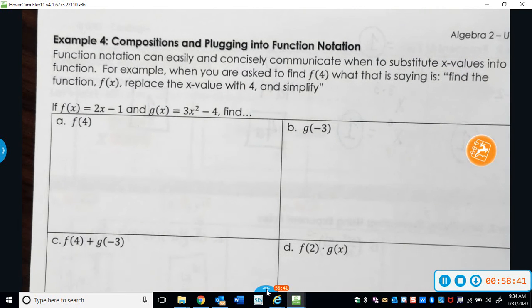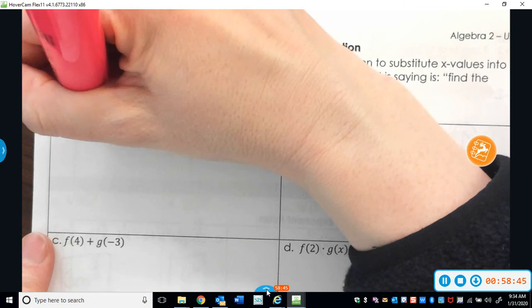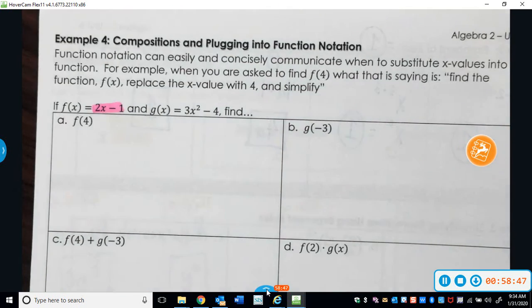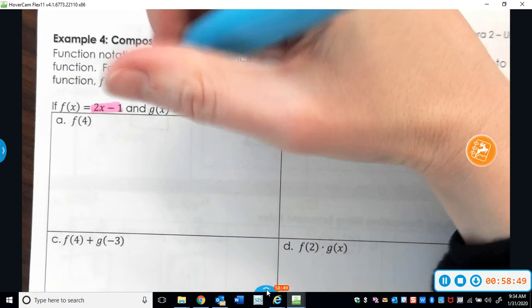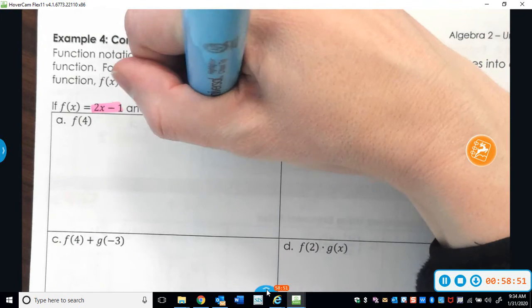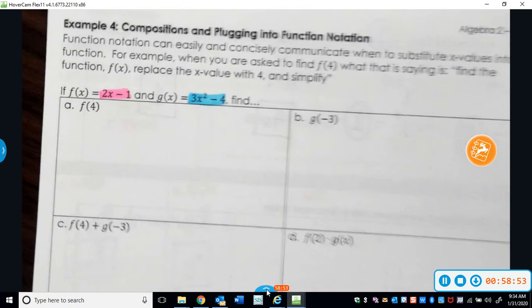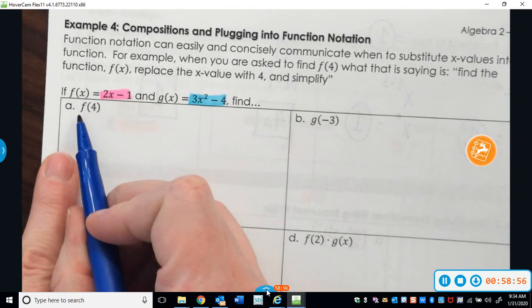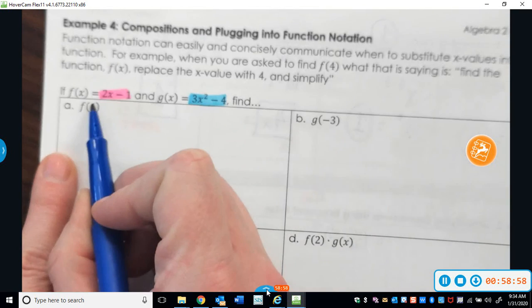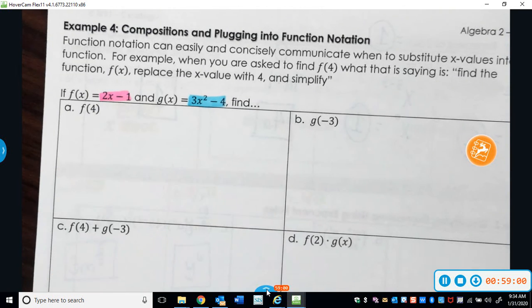So if we take a look here, I have f of x, which is 2x minus 1. And I have g of x, which is 3x squared minus 4. The only thing that's different today is here they're telling me to find f of 4. Does anybody know, what does it mean if it's telling me f of 4? Would you multiply 2x minus 1, or?